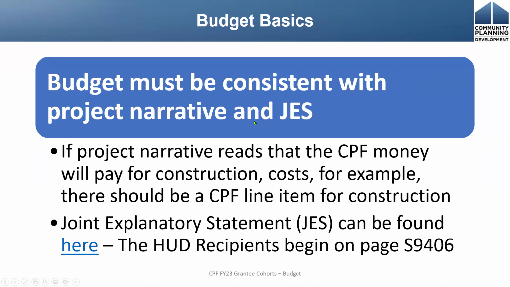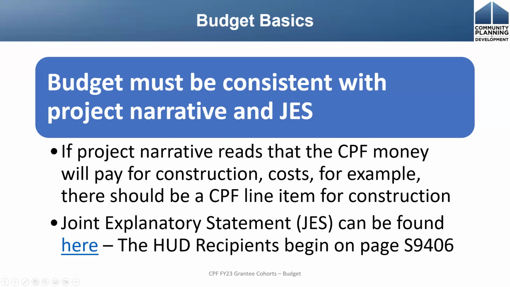In addition to it matching how much money you got, it also needs to be consistent with your narrative and with that joint explanatory statement, which is the couple of sentences that Congress included to tell us what the project is for.